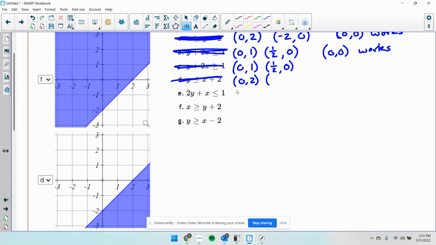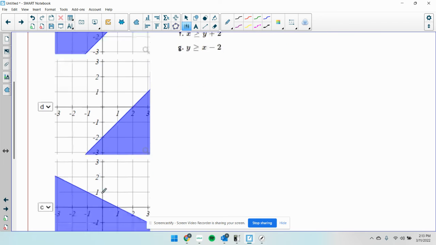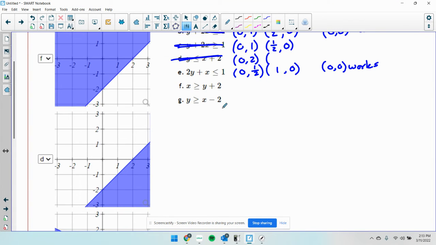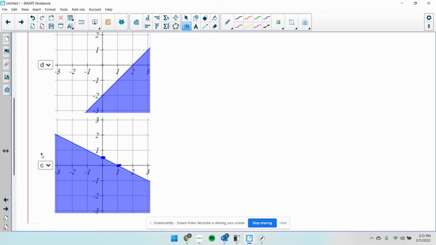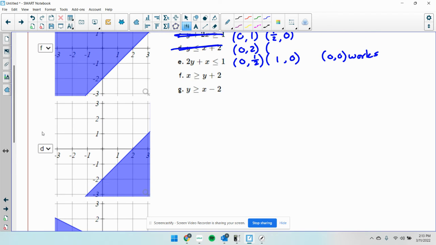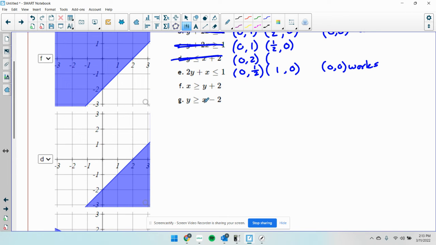So moving right along, we have when x is 0, y is 1 half. All right, that's different. When y is 0, x is 1. 0, 0 works here. So I'm looking for the graph that goes through 0, 1 half. Well, this one goes through 0, 1 half and 1, 0. And it's shaded towards the origin. So this is going to be E. And then let's do G. For G, we have a y-intercept of negative 2, slope of 1, origin works. This is going to be G.